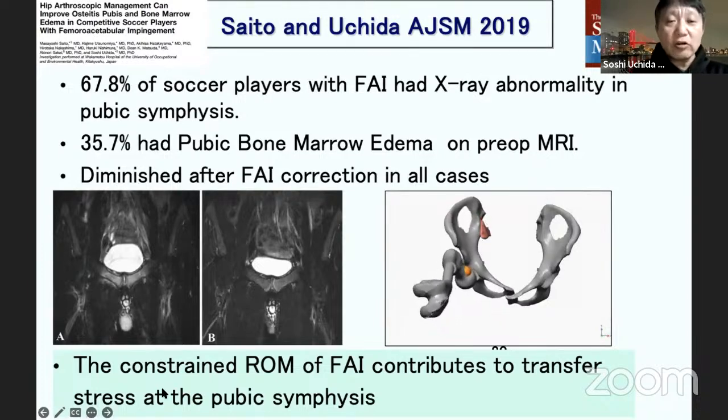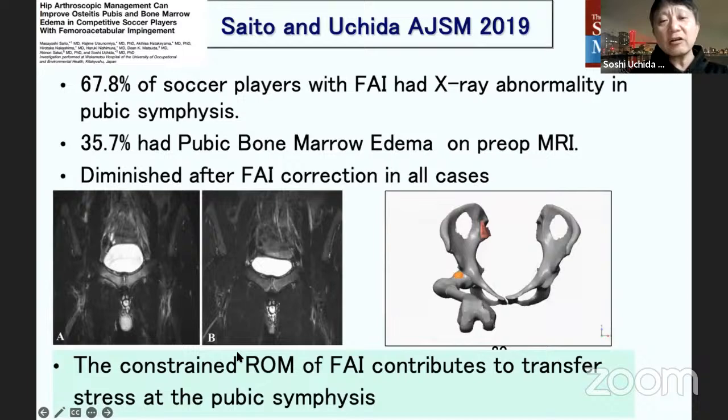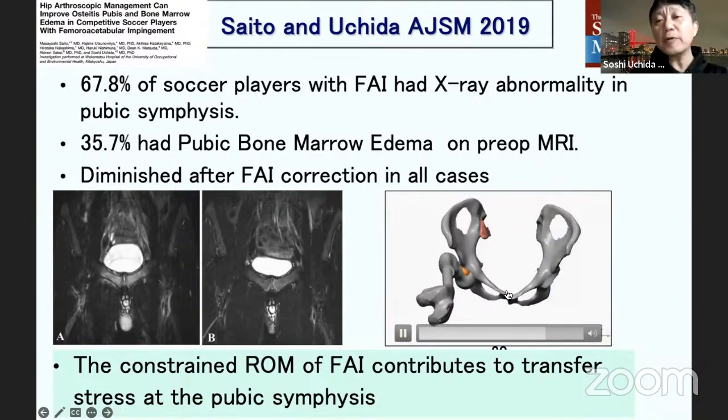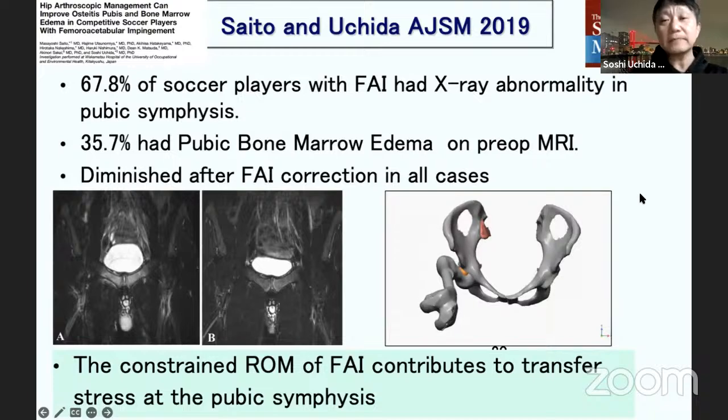So we consider that the constraint or range of motion limitation of the FAI contributes to transverse stress at the pubic symphysis, predisposing to osteitis pubis.